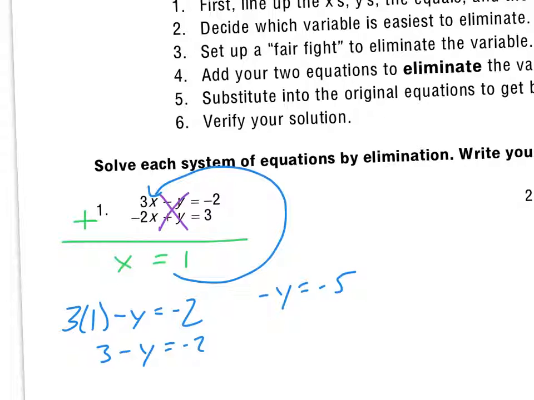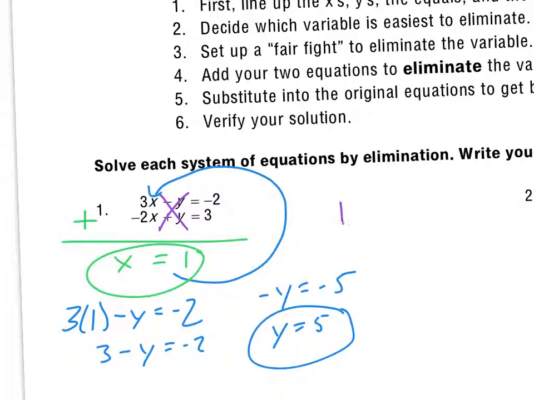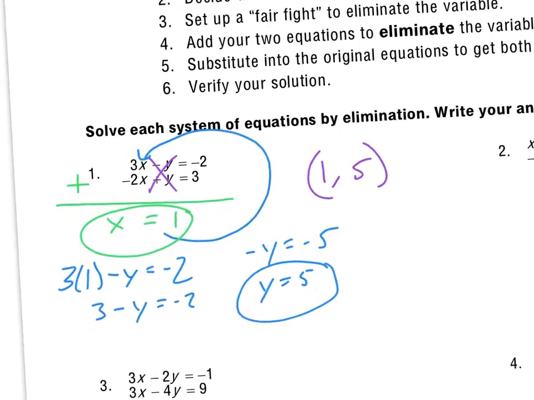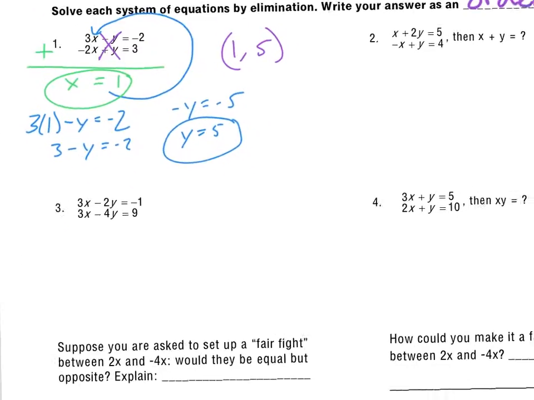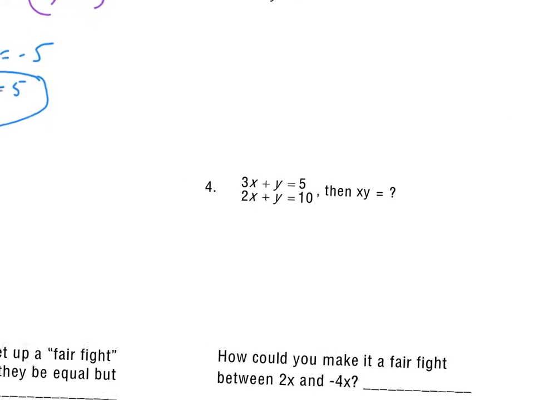Then the last step is getting y by itself, so I'll divide by negative 1, and it gives me y equals 5. So I have my y and I have my x, but remember, we have to write them as an ordered pair. So my answer is going to be 1, 5. So there's your answer for number 1. Now we're going to skip past 2, and we're going to go down here to number 4.